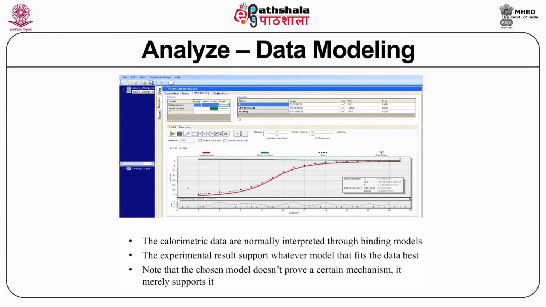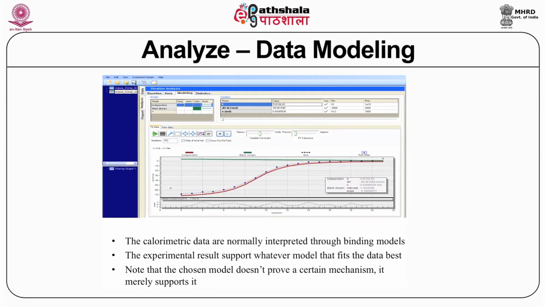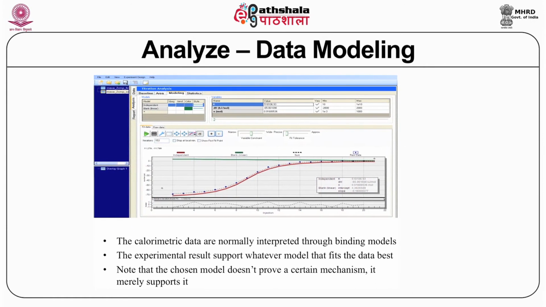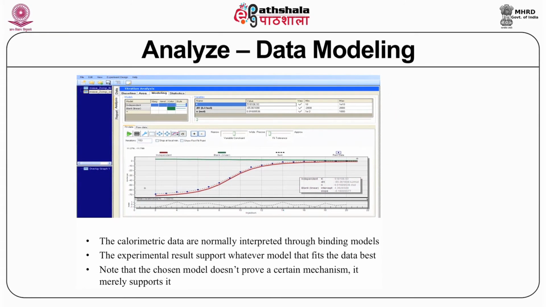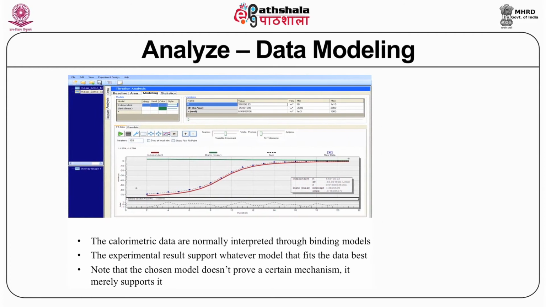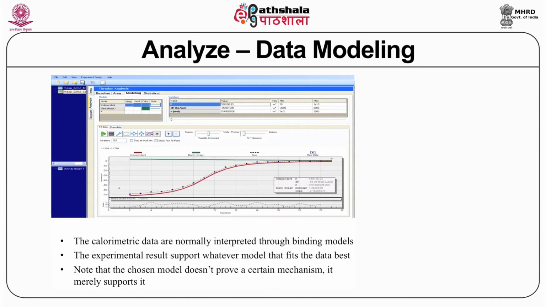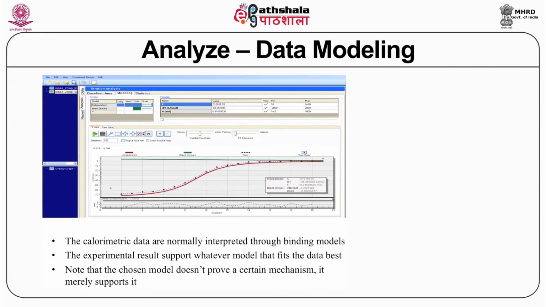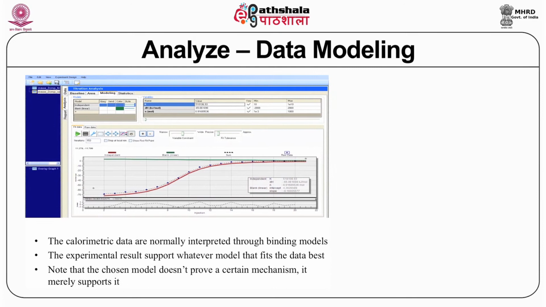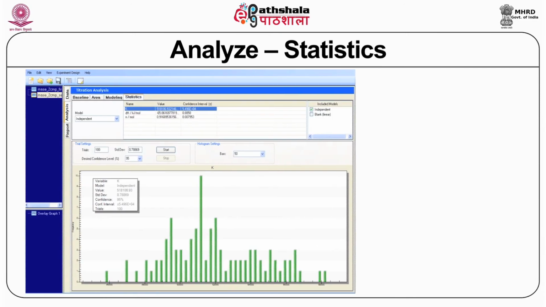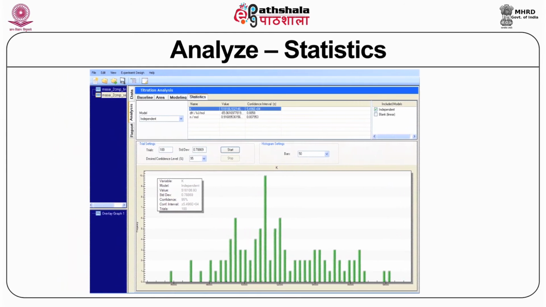Then note that the chosen model does not prove a certain mechanism, but it supports it. So, no mechanism, no chemical reactions or anything is taken into consideration here. It just gives the heat changes, and with those heat changes it tries to fit the data, whether it is a one binding site model or a multiple binding site model. So, no mechanism is actually supported or suggested using this data. This is just to show the statistics of how your data is fitting.